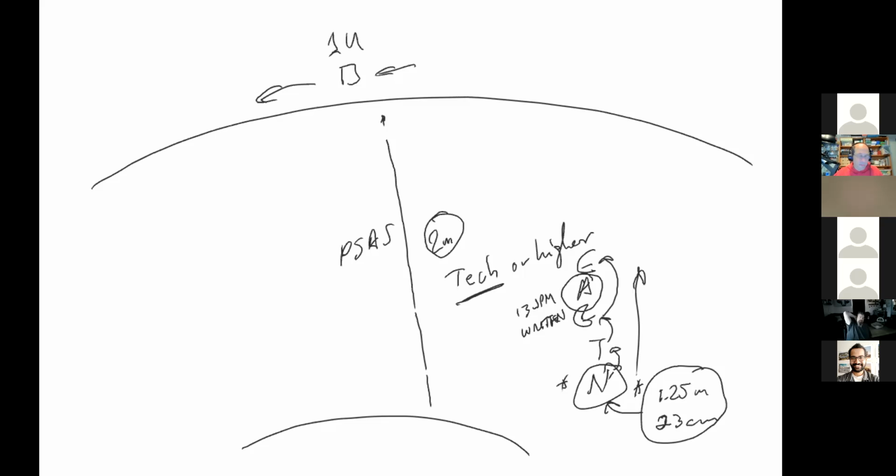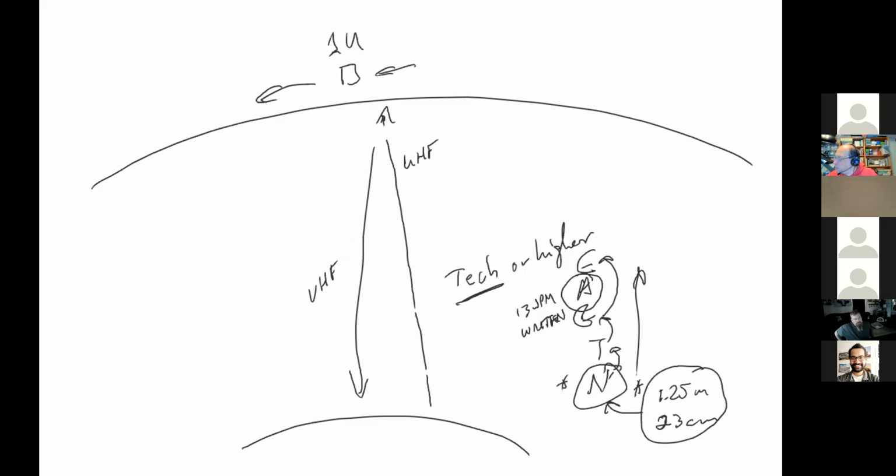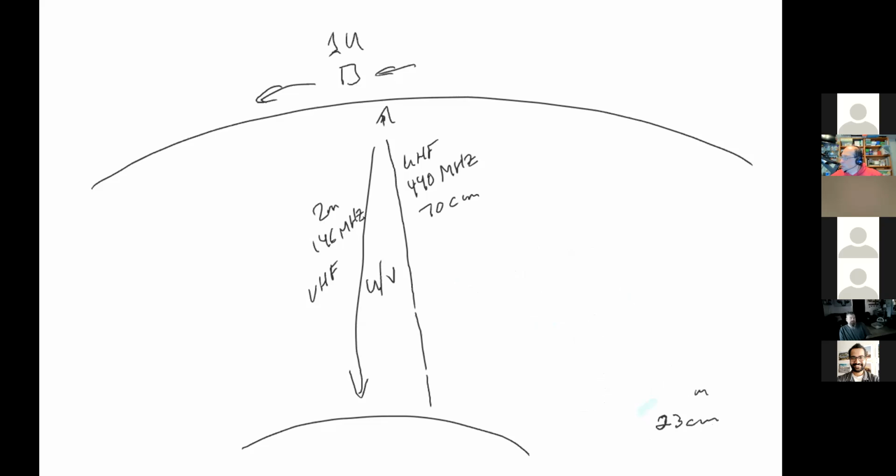Okay, mode UV. UV is UHF up, and we're going to erase that, and VHF down. And again, this is mode UV. Typically, this is 440 megahertz up and 146 megahertz down. 440 megahertz would be the 70 centimeter band, which is definitely UHF. And this would be the 2 meter band coming down. So that again is mode UV. Now you can also operate mode UU or VV or VU.